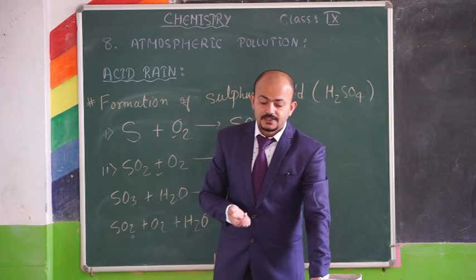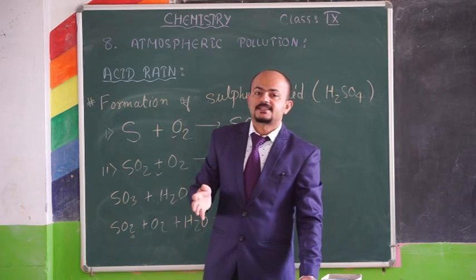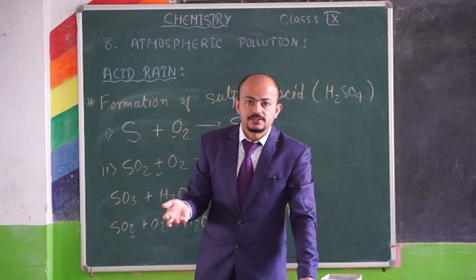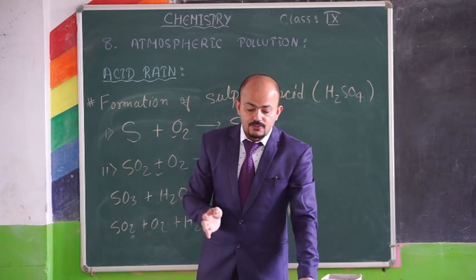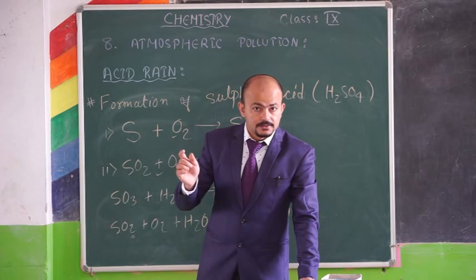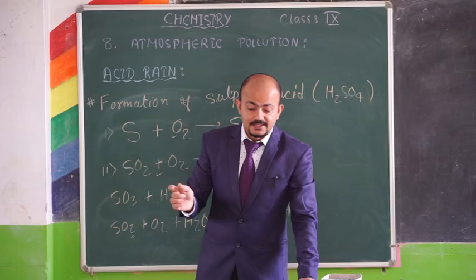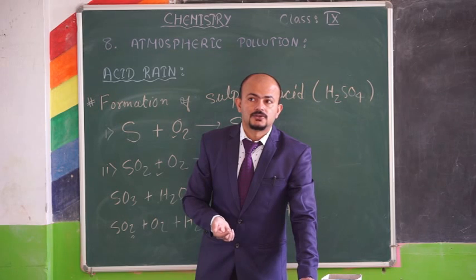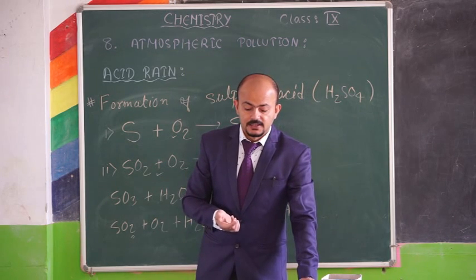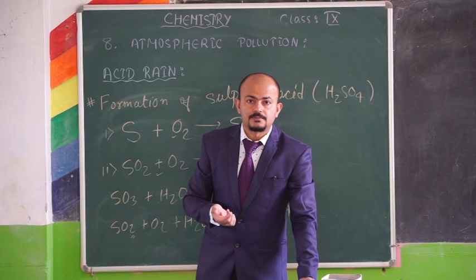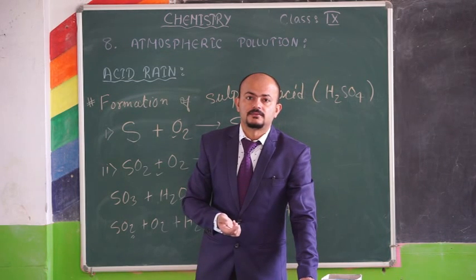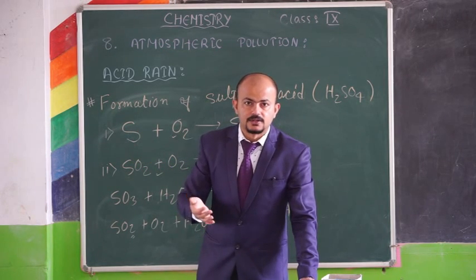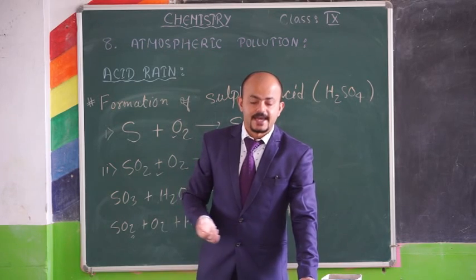Number 3, acid rain causes extensive damage to buildings. Now buildings are made of what? Limestone, calcium carbonate. Whenever acid rain comes in contact with this limestone, it gets pitted and becomes mechanically weakened. So you must have heard about this. The Taj Mahal is facing a serious problem because of acid rain, because the limestone present in the Taj Mahal is being washed away.